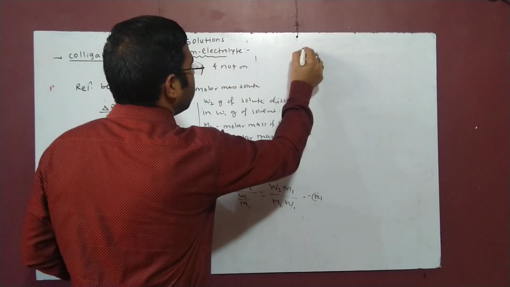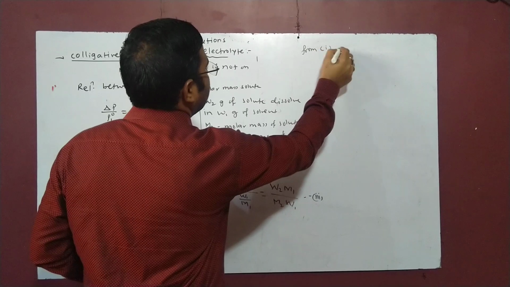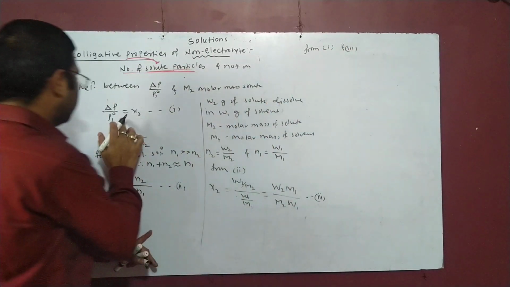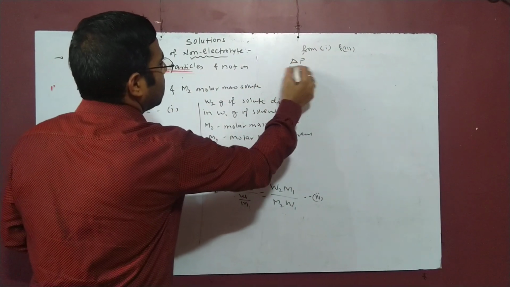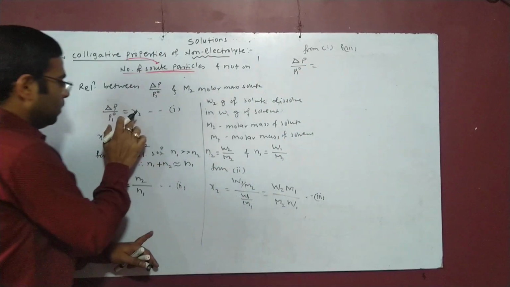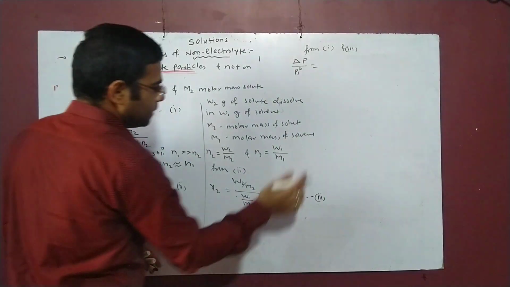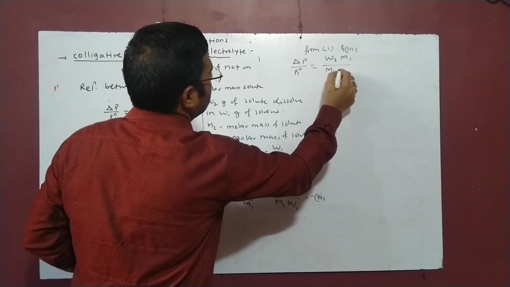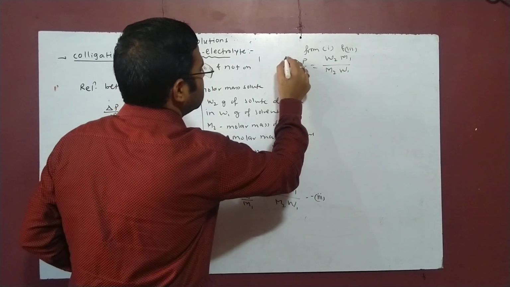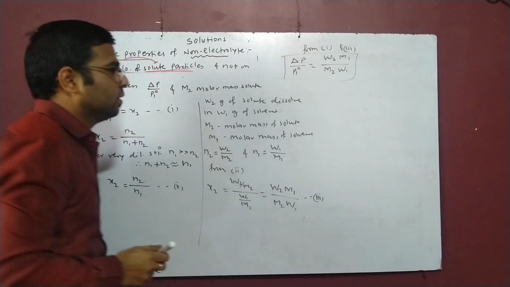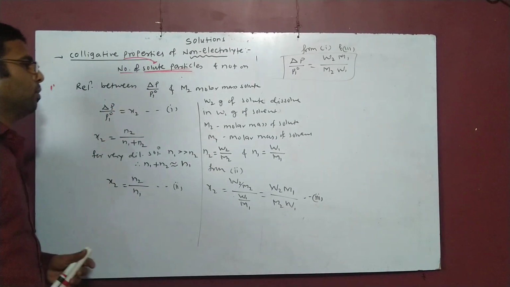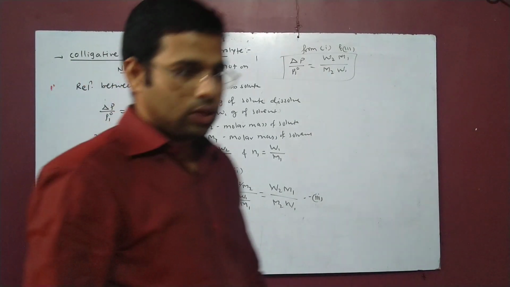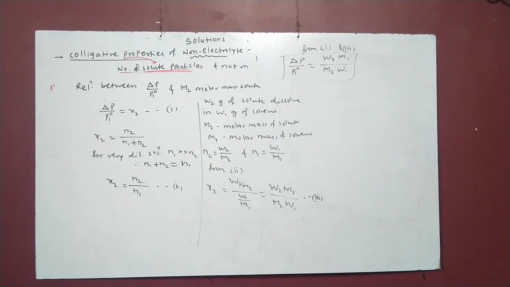So from 1 and 3, we get delta P upon P1⁰ is equal to, we just replace this X2 with W2 M1 upon M2 W1, which is our required expression, the relation between delta P upon P1⁰ and M2, which is the relative lowering of vapor pressure. Thank you.